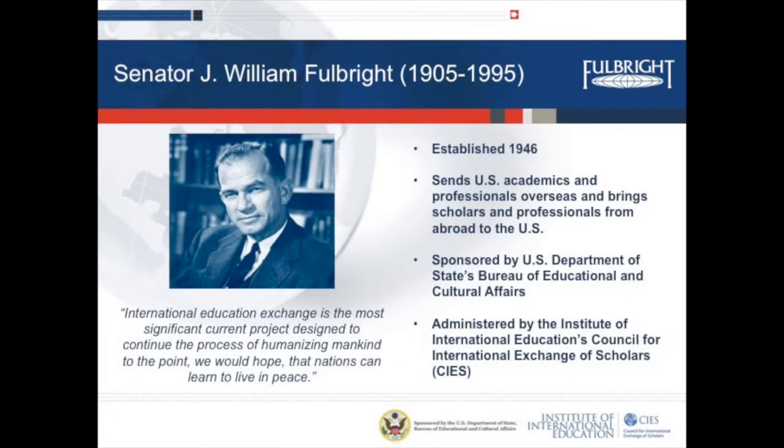The first thing I'd like to talk about is Senator J. William Fulbright. I think Fulbright steps beyond the bounds of a traditional academic exchange program, and it's very much a public diplomacy program at its core. Senator Fulbright said international exchange can turn nations into people, and the mission of the program today is very much that we see Fulbrighters as citizen diplomats.